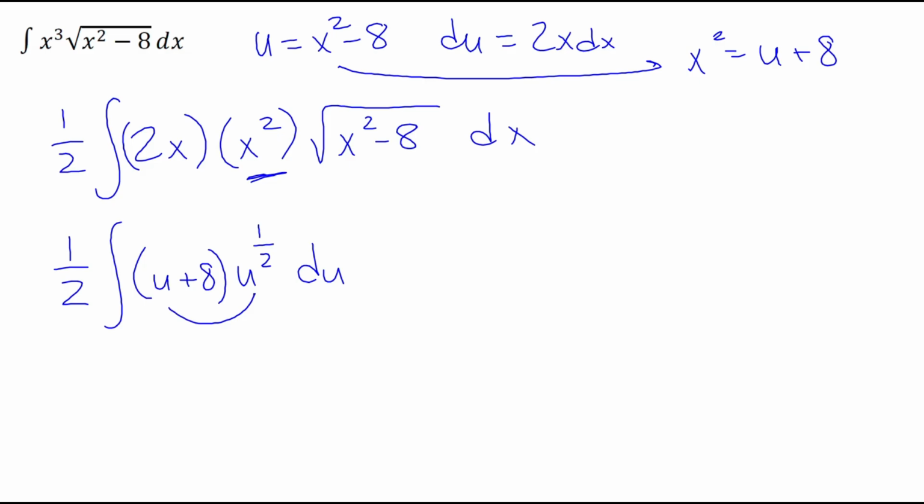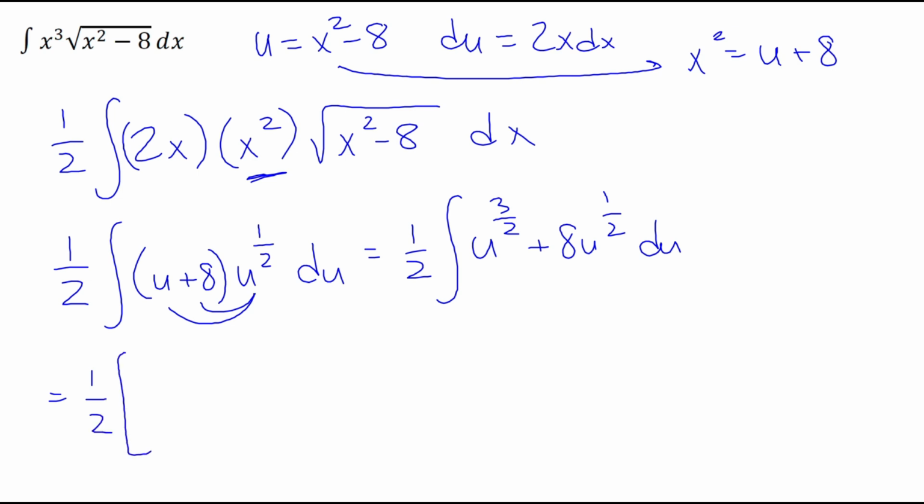This u to the 1/2 can be distributed to both of these terms so that we can just use the power rule to integrate. So this is 1/2 the integral of u to the 3/2 plus 8u to the 1/2 du. And so now we'll integrate. We've got 1/2. u to the 3/2 will become 2/5 u to the 5/2 using the power rule. And then 8u to the 1/2 will go up to 3/2, right? So we're going to have plus, and it's going to be u to the 3/2.